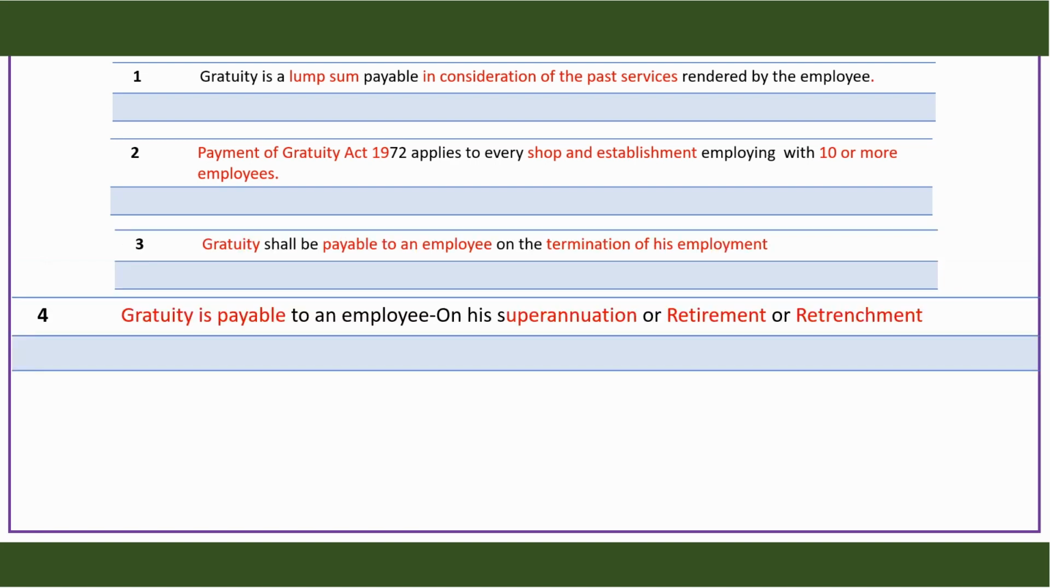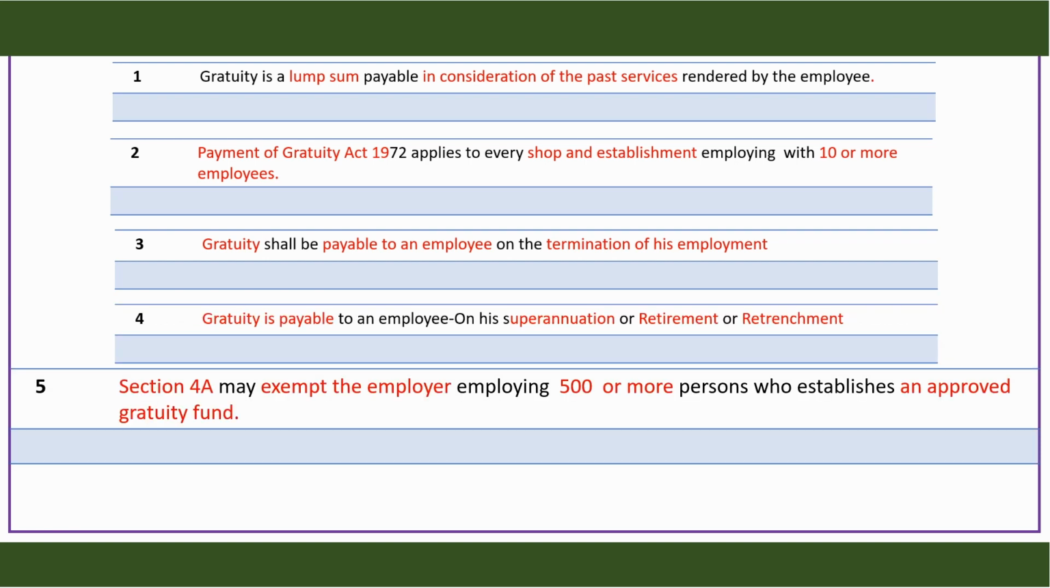The last part of the service may be marked by any one of these three. It may be superannuation, when a person reaches a particular age, or when he retires at the end of his service, or he is retrenched based on the terms of the order, and it is payable to an employee in any of these three situations. An employer may be exempt from paying gratuity when he establishes his own approved gratuity fund. This is permitted under section 4A in respect of employers who are employing 500 or more persons and who have a scheme which matches or improves over what is prescribed by the government.